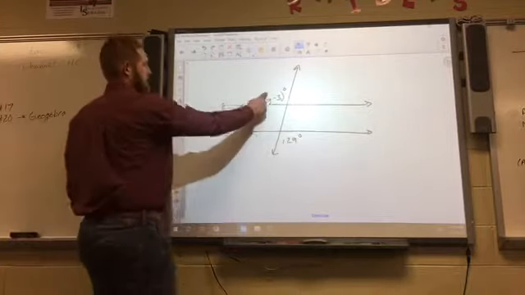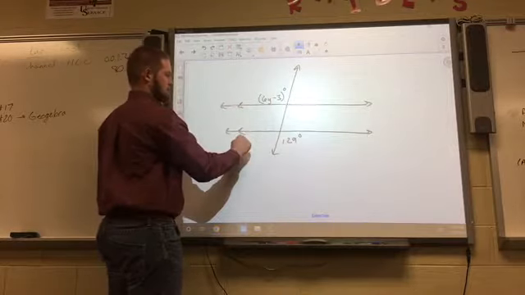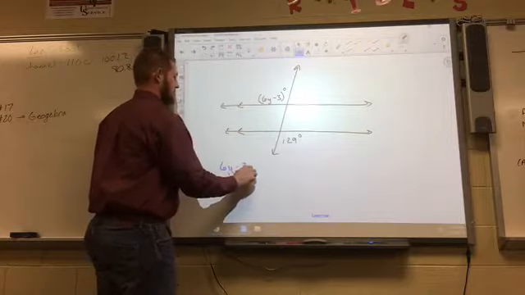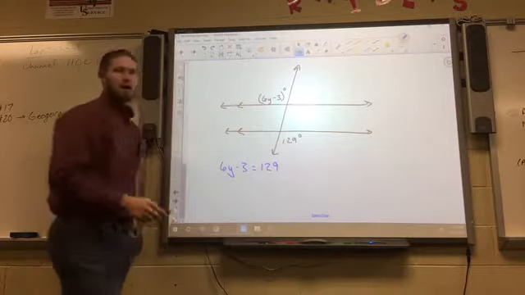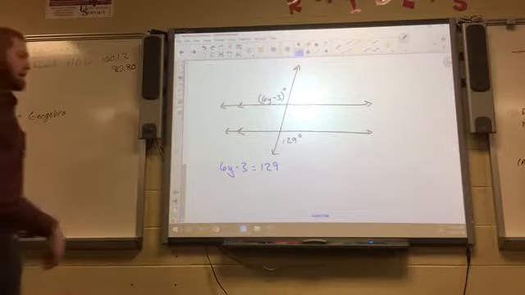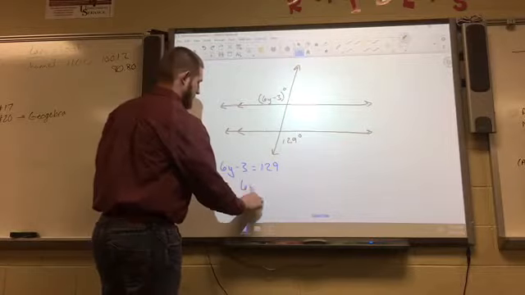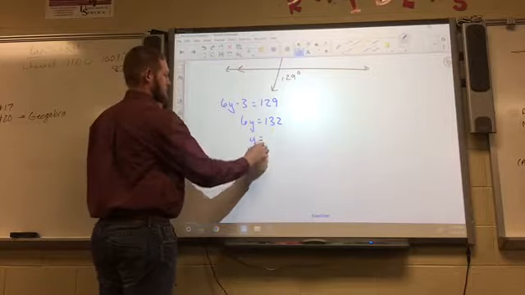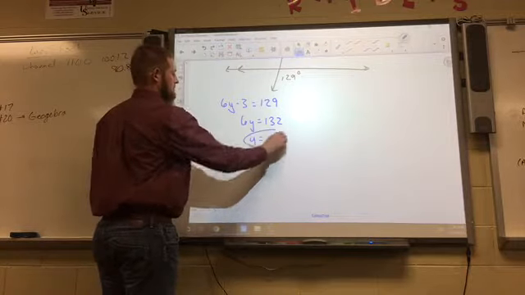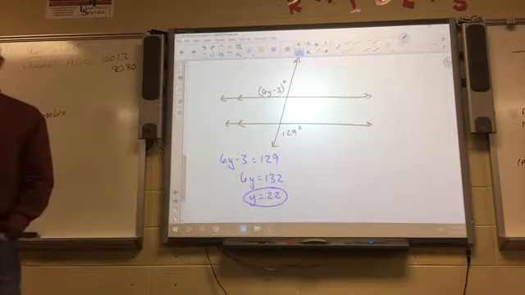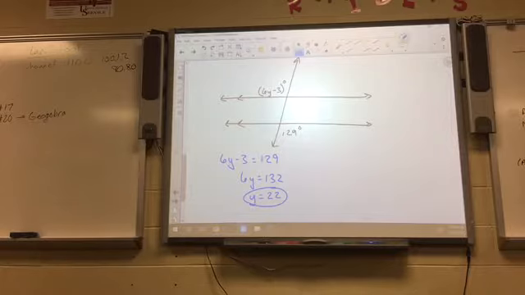What do you know about alternate exterior angles if the lines are parallel? They're equal to each other. They're congruent. So setup should be easier because you don't have to find any other angle measures. You can just set them equal to each other. Now I add 3. I get 6y equals 132. y equals 22. So maybe it was a little more difficult to solve towards the end, but hopefully the initial setup, the fact that they're alternate exteriors, made it easy to get set up.